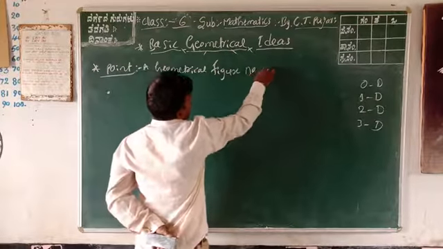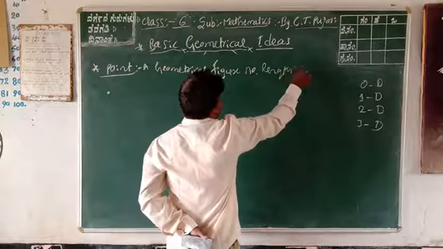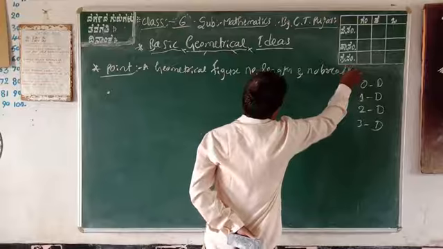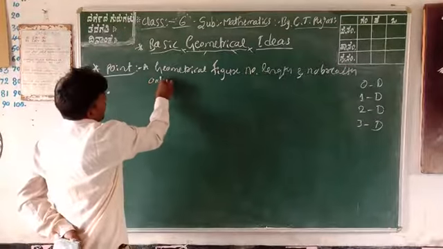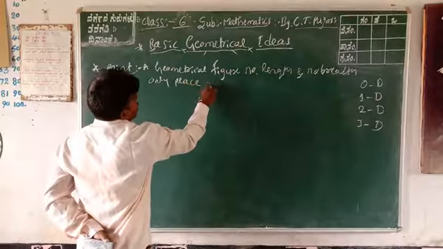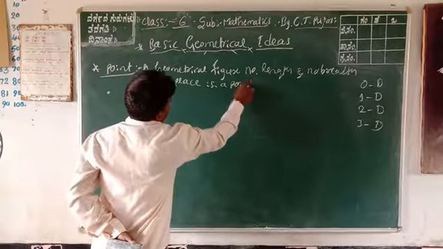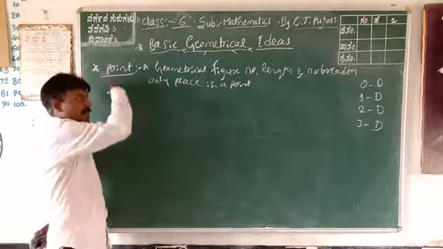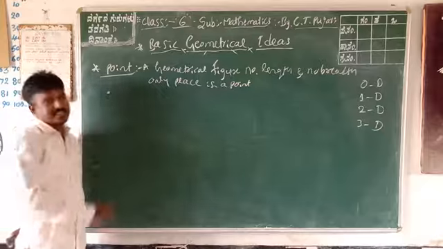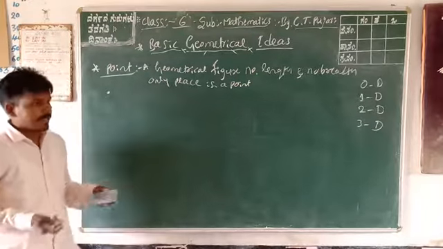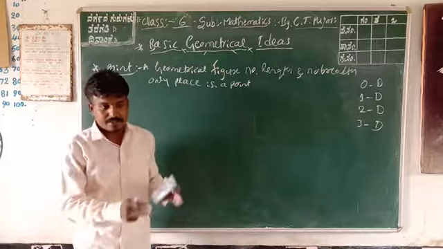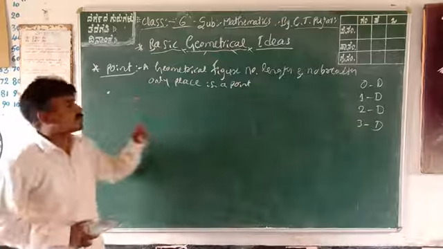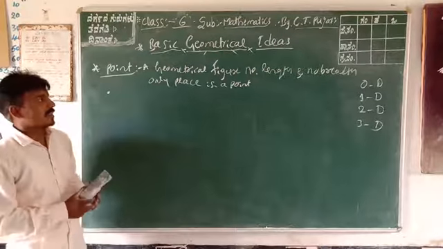A point has no length and no breadth, only a place. Only a place is called a point. Got it? A point is only a place. On the green board, only one place is there; that is a point. It has no length and no breadth. Only a place, that is a point.